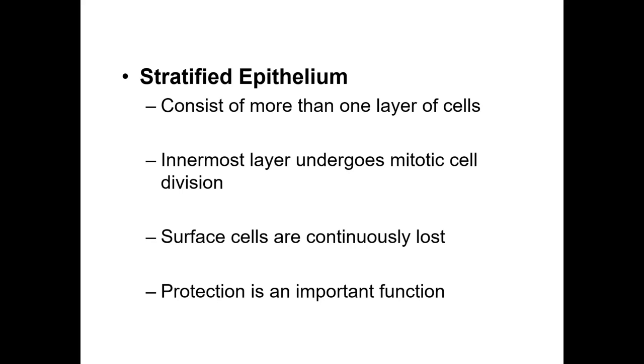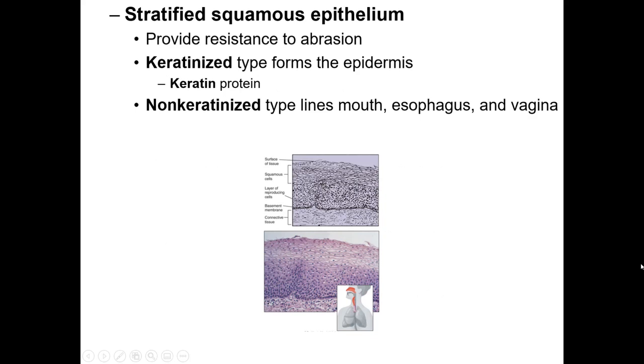So let's look at these guys in closer detail. Here it also says that the innermost layer undergoes meiotic cell division, and that the surface cells are constantly lost, so they're constantly being sloughed off, and that one of the main functions is protection. So the first one is stratified squamous, and it comes in 2 types, keratinized and non-keratinized. Let's talk about keratinized first.